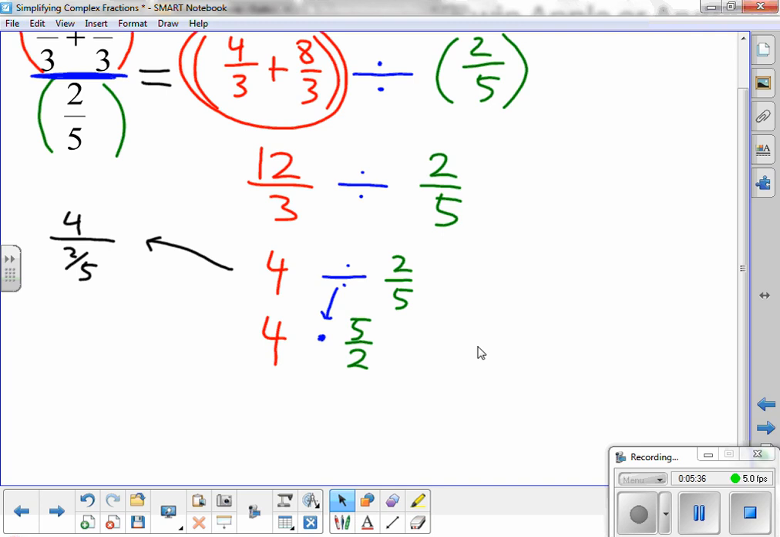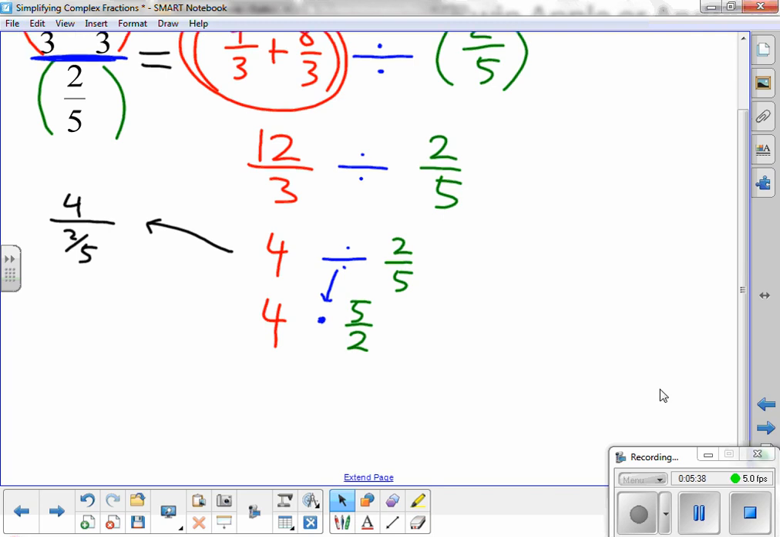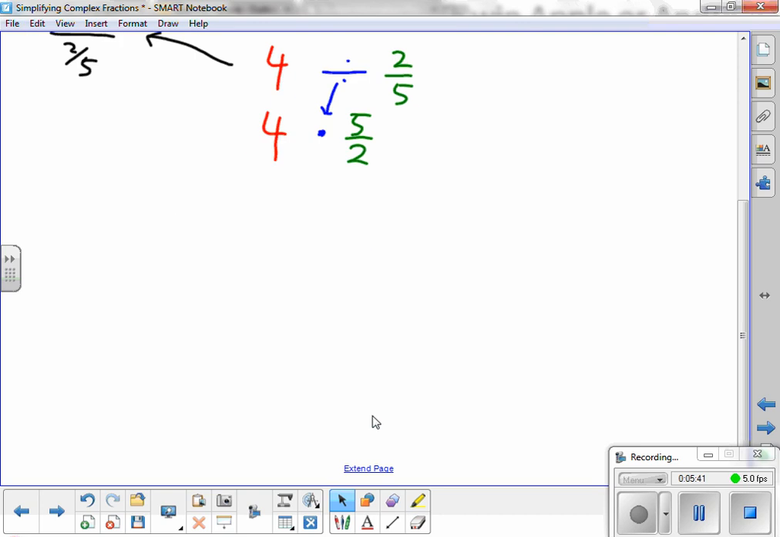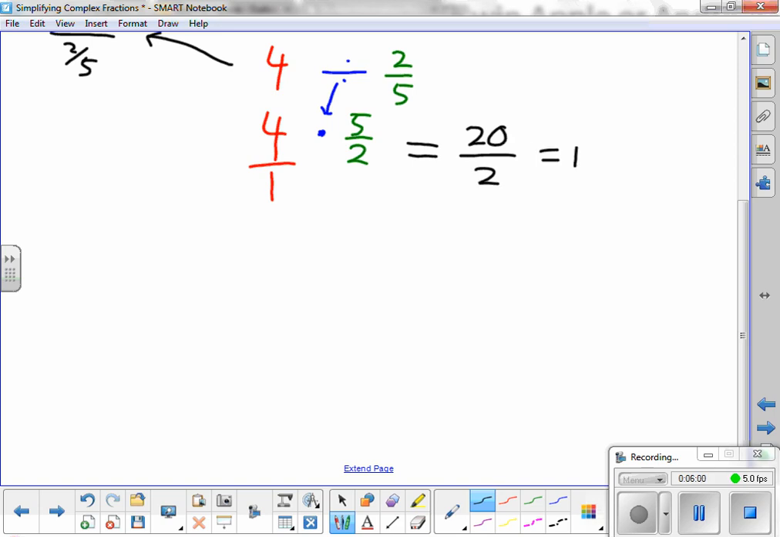Okay. Now it's just a matter of multiplying top times top and bottom times bottom. So 4 times 5, the bottom part here would be a 1. So 4 times 5, and I'll just make this in black now because all those colors are starting to give me a headache. 4 times 5 is 20 over 2. 20 divided by 2 is 10. And that's it.